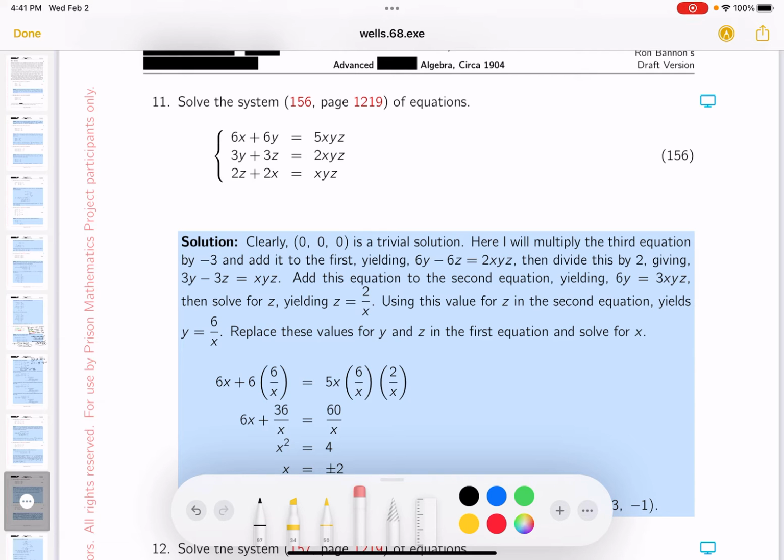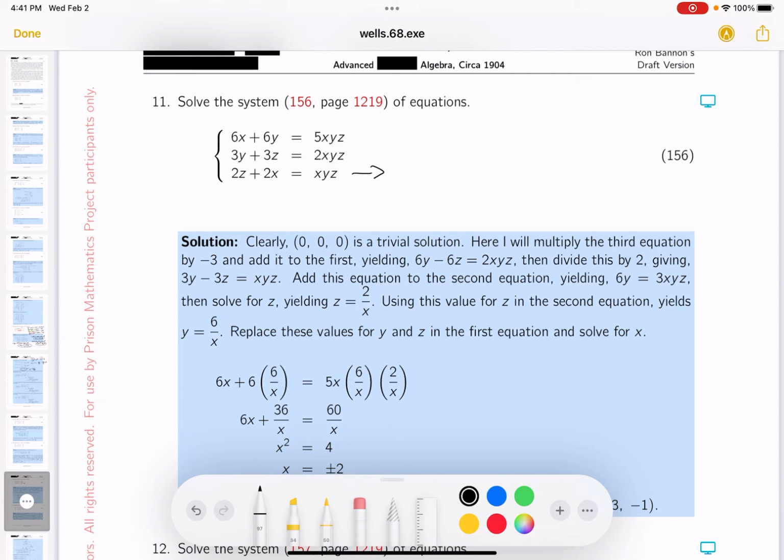Let's take a look at what they say, or what I did through the problem. By the way, this is the initial way I did the problem. You look at this and say, well, I've done it differently, and I'm getting the same answer, and that's fine. We're not saying you can't get it done with a different technique. Here's what it says. Here I'll multiply the third equation by minus 3. So let me do that.